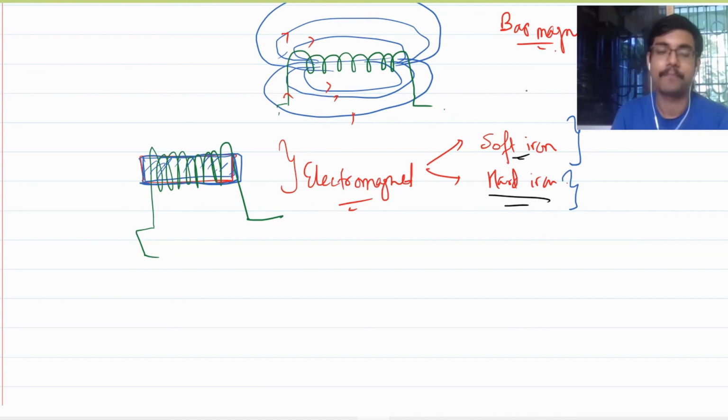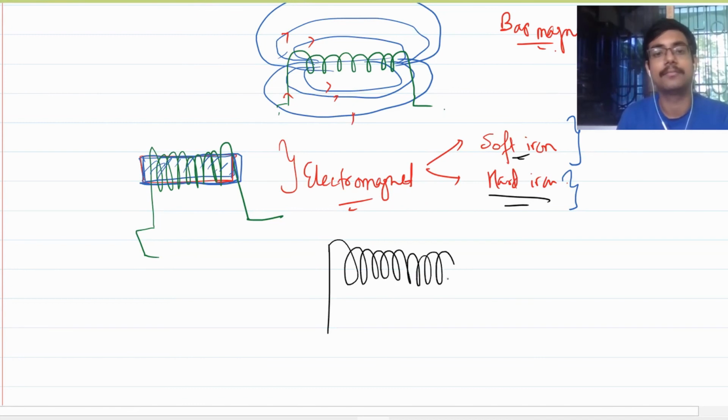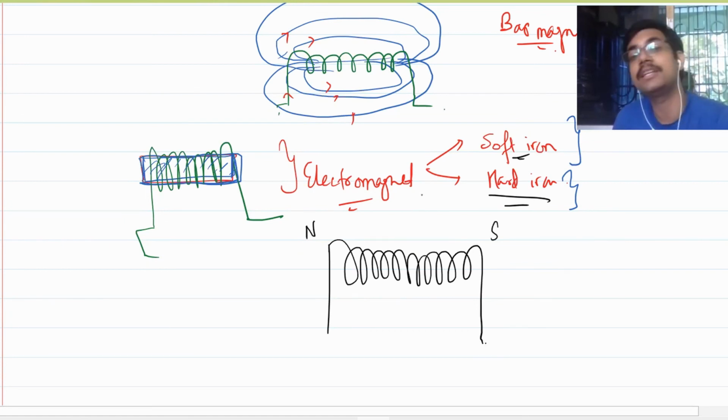So now, how to judge? You have a coil. How to judge which side will be north and which side will be south if it is acting like a bar magnet? So once again, it's very easy to judge. It depends on the direction of current.